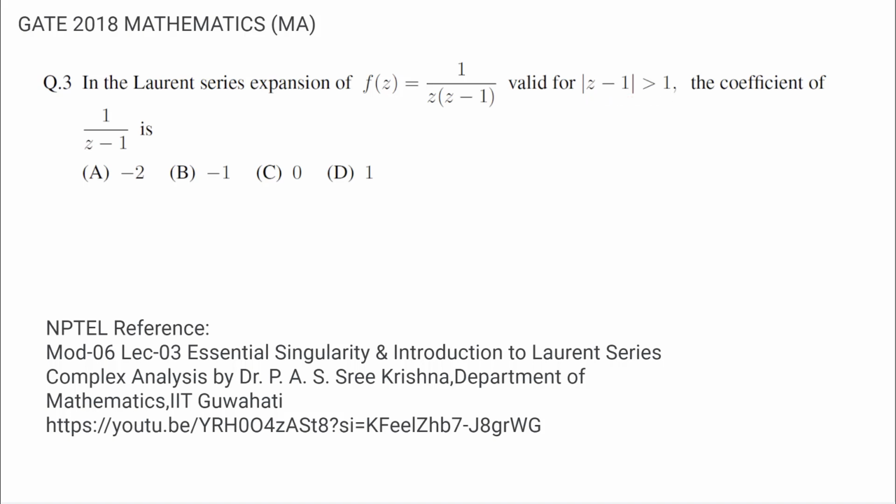Residue is also similar, which is nothing but the coefficient of the term 1 divided by z minus 1 in the Laurent series expansion when you write the Laurent series expansion about the point z equal to 1. But since here the region is modulus of z minus 1 greater than 1, it is not the residue. So if it is not the residue, then what? Now we'll see what it is.